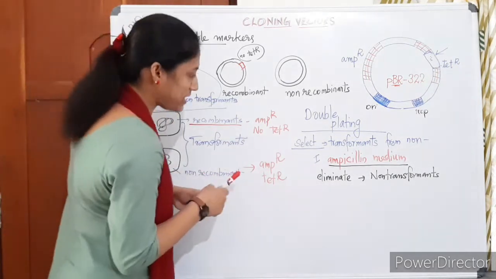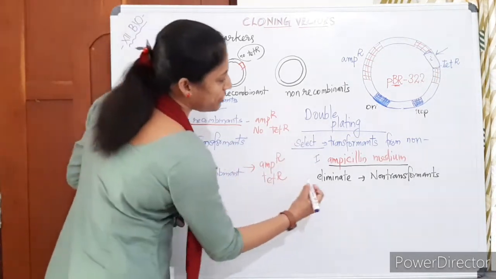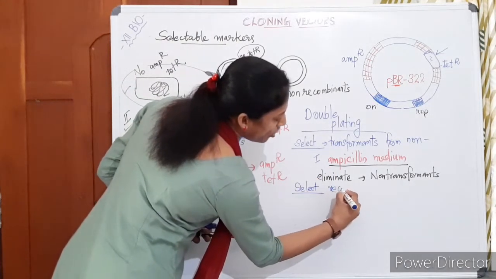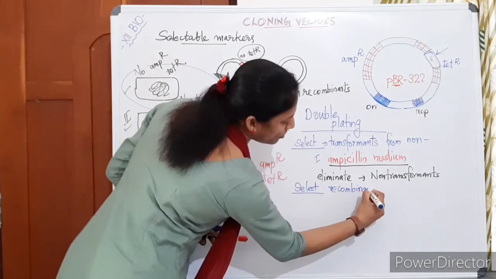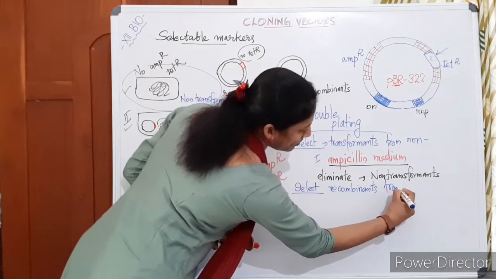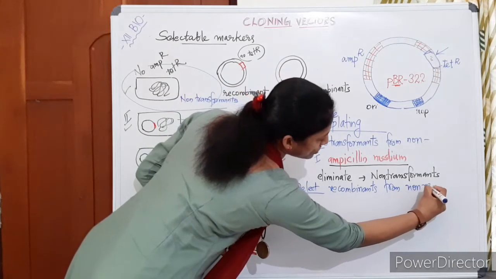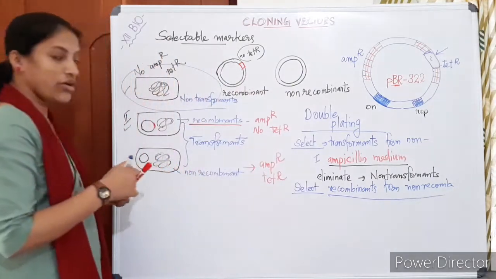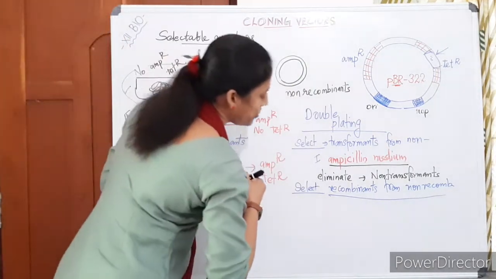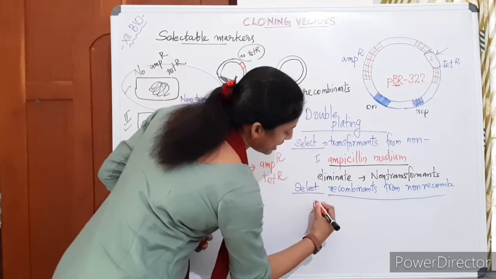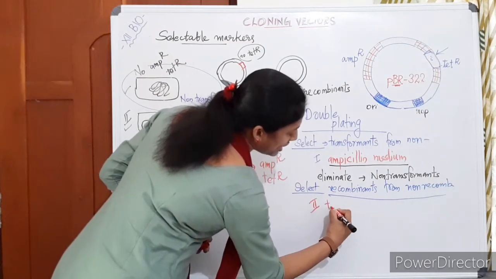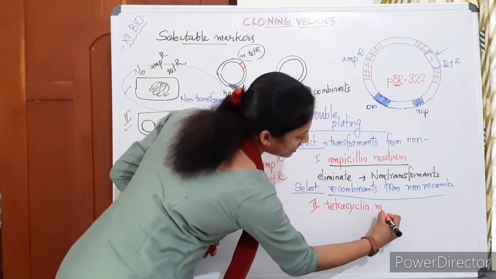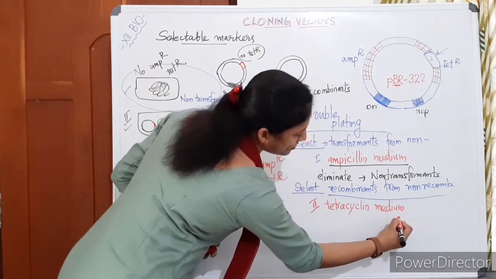Okay, so second plating. First plating is in ampicillin medium. Second aim is to select recombinants from non-recombinants. For that, what should we do? We should grow the bacteria in the second plating, that is in tetracycline medium.